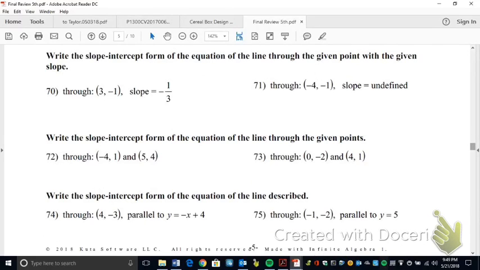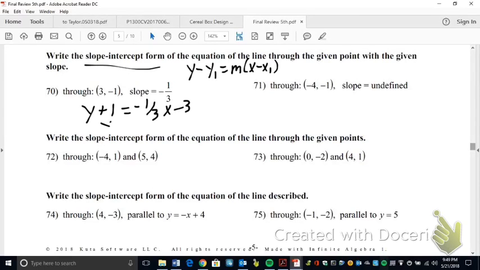Okay, so moving on. Now these, we're given a point and the slope. So what we want to do is, how I would do it is I'd put it into point-slope form, which is y minus y1 equals m times x minus x1. Once I do that, I can then solve for y, and that'll give me slope-intercept.